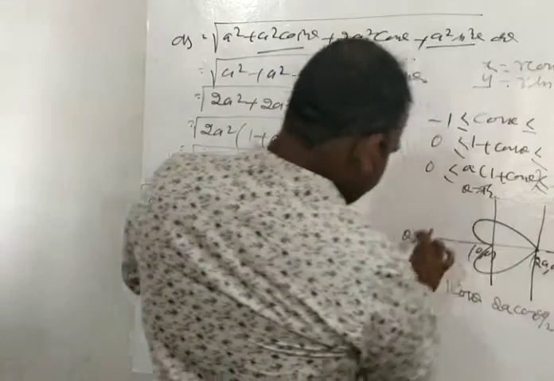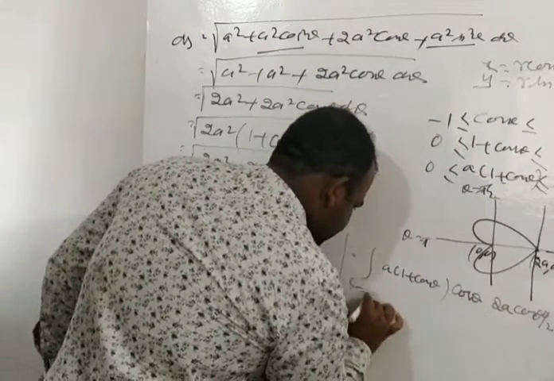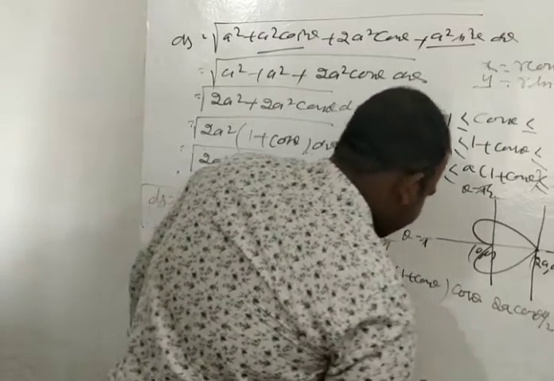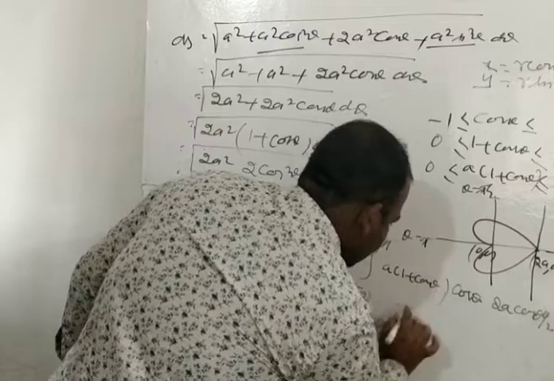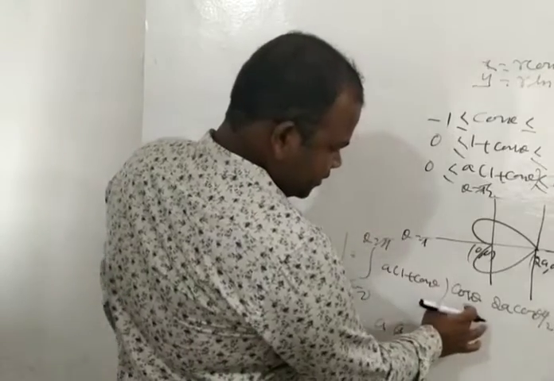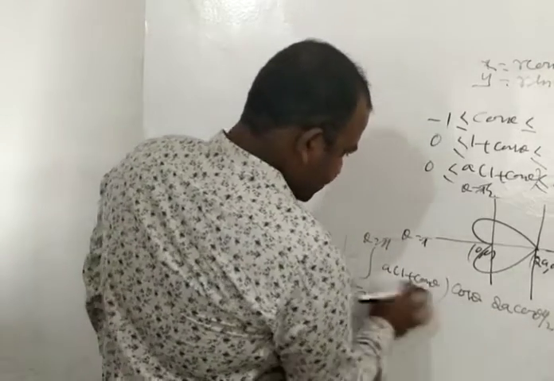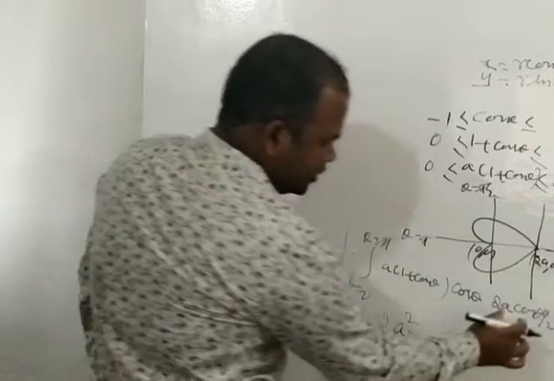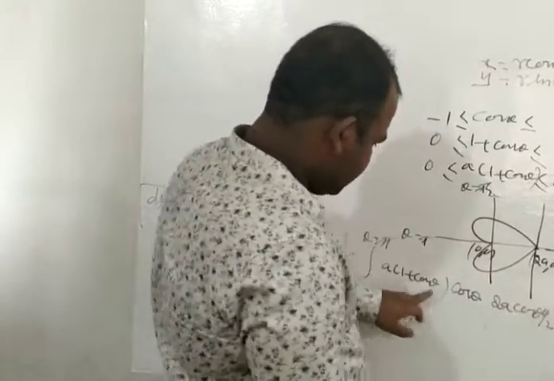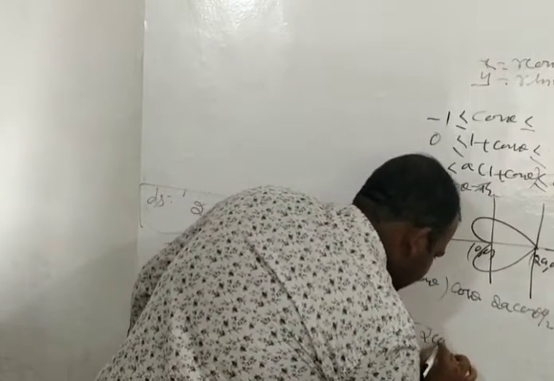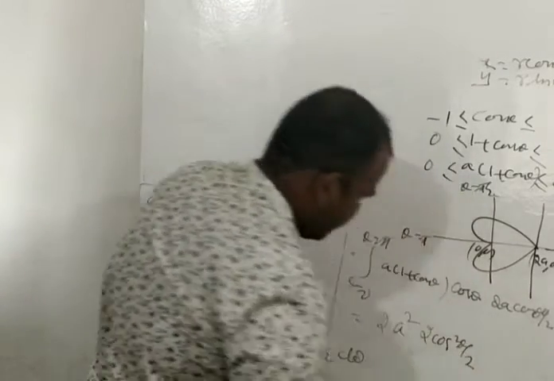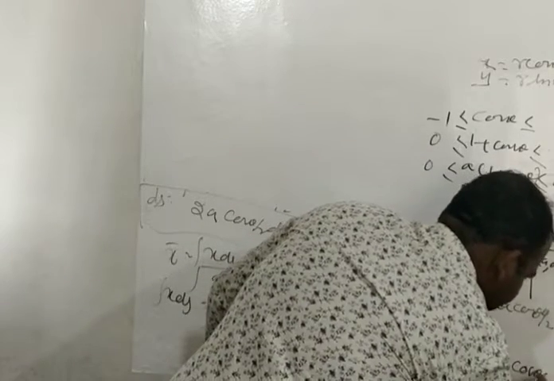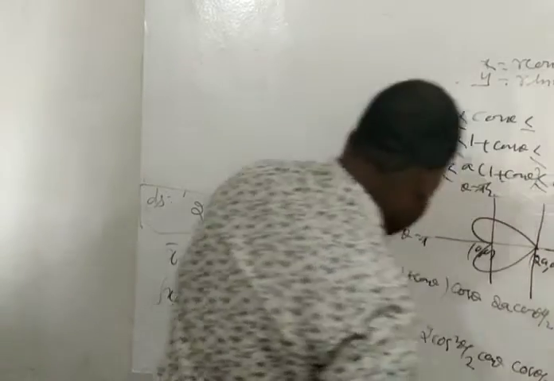Based upon the limits, theta equals 0 to theta equals pi. Now (1 + cos theta) into cos theta: 2a into a gives 2a square, and then there is cos(theta/2). So 1 + cos theta converts to 2 cos square(theta/2), into cos theta, into cos(theta/2) d theta.